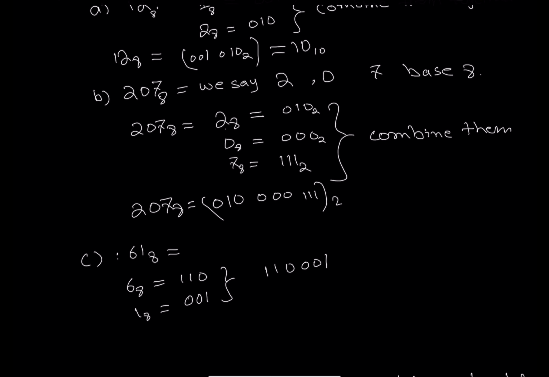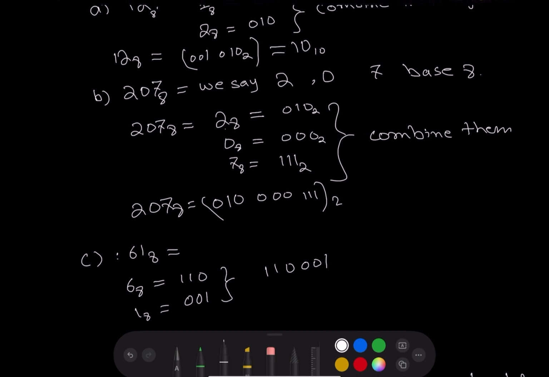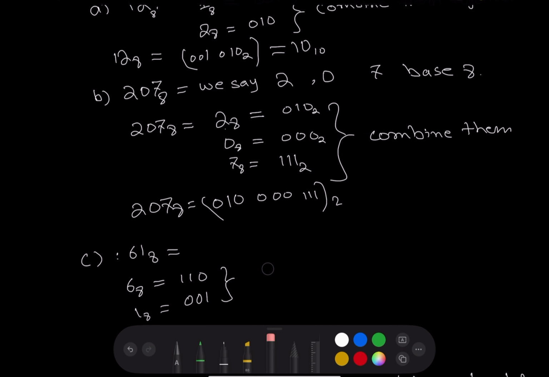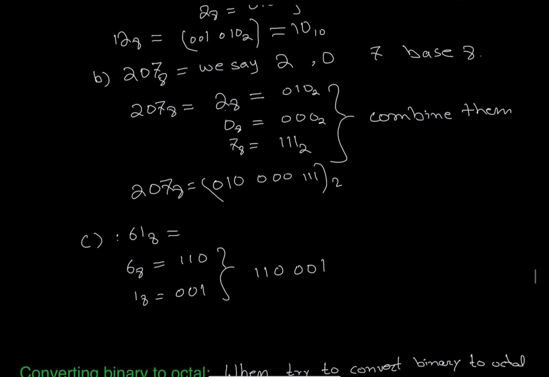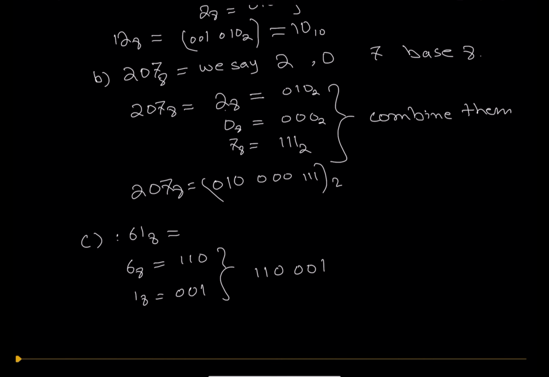110001, three zeros. Let me straighten this writing. Okay. 1 base 8 is equal to 001. Now combine them together, it will be 110001. So that is our 61 base 8 number represented as a binary.